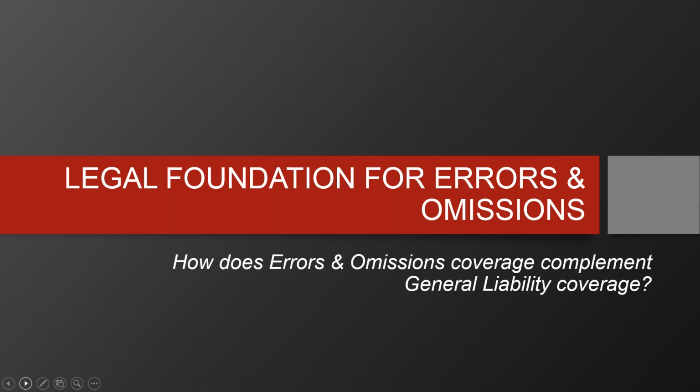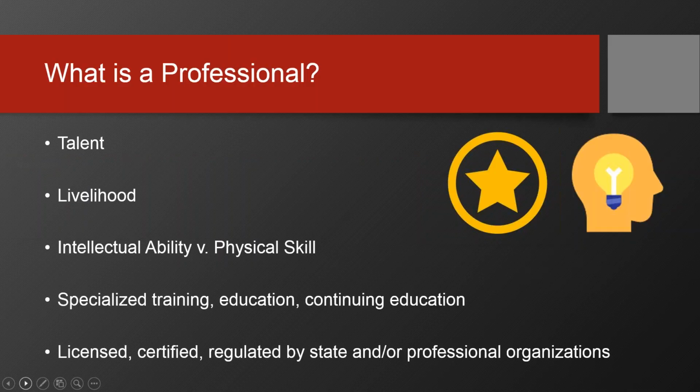Perfect. So let's get into the legal foundations for E&O. So this will be real basic, but really what you want to look at is what defines a professional. It's a specific talent, a livelihood. It really is more of an intellectual ability versus a physical skill. So a doctor is more apt to have a professional liability policy than a football player. It really comes as like an intellectual type of thing. You need specialized training, education, continuing education. So insurance agents is a perfect example. All of us have had education, we've all had training, and we all need CE to keep our licenses. And a lot of times for professionals, there's licensing bodies, you're certified, it's regulated by the state and or other professional organizations.